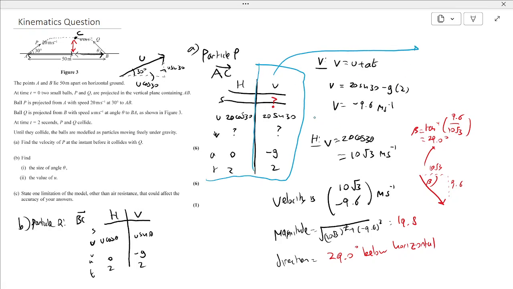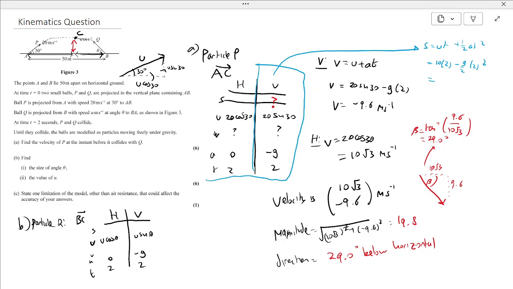So in this case, I guess v is the unknown, and I'll use s equals ut plus a half at squared. So u was 20 sin 30, which is actually just 10. t is 2, minus g over 2 times 2 squared. So plug that in your calculator.